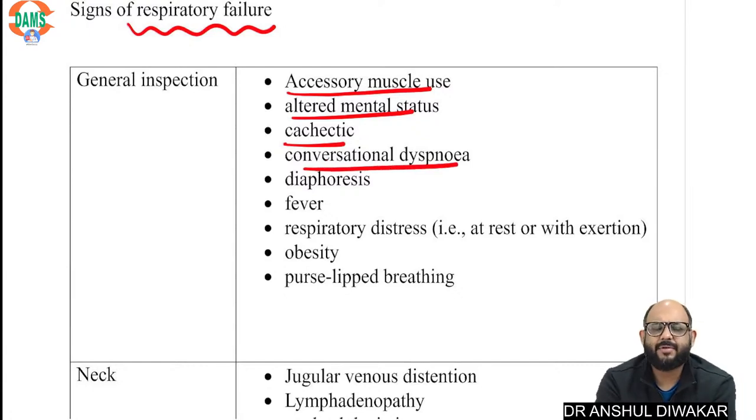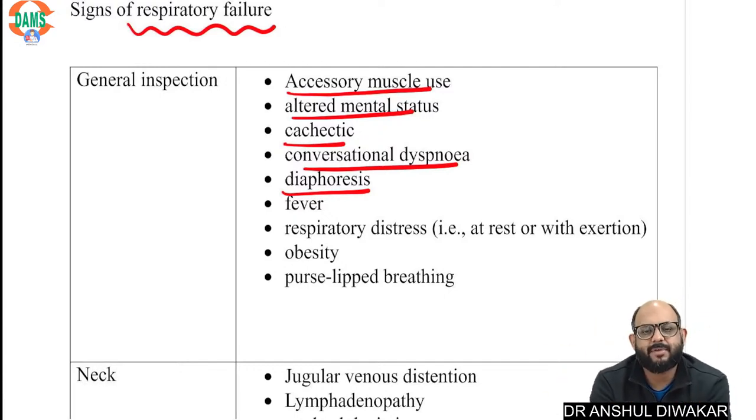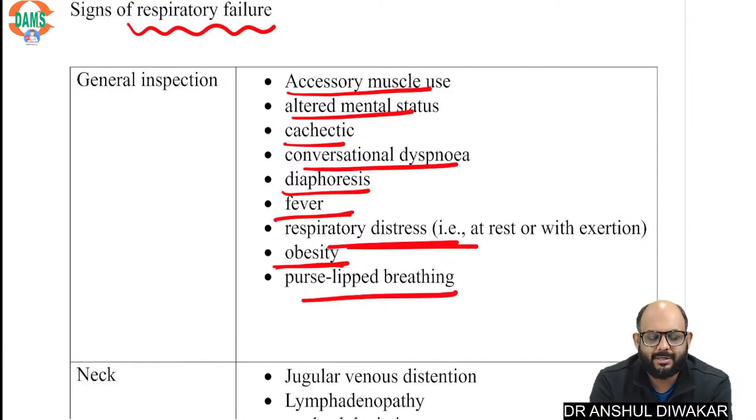Conversational dyspnea, very very common. The patient will come to you and say, Doctor, I am only able to speak, the breath is not going in. This is conversational dyspnea. Diaphoretic, very very common. The patient is profusely sweating no matter the temperature outside, even if it is very cold. Fever, respiratory distress at rest or exertion, obesity, pursed lip breathing. What is pursed lip breathing?